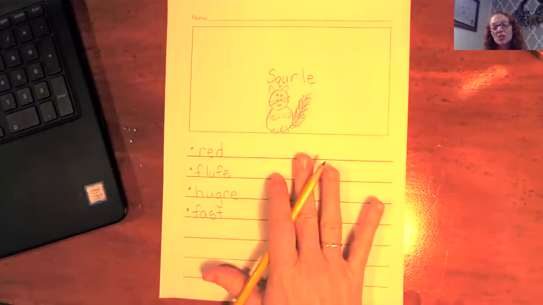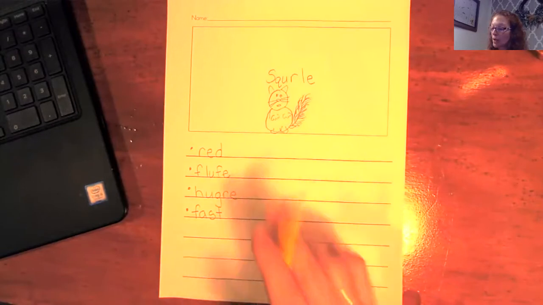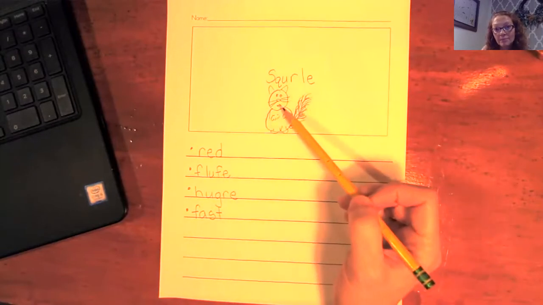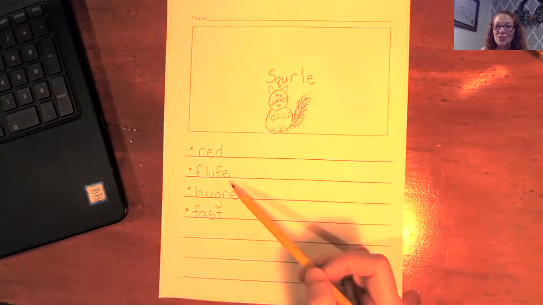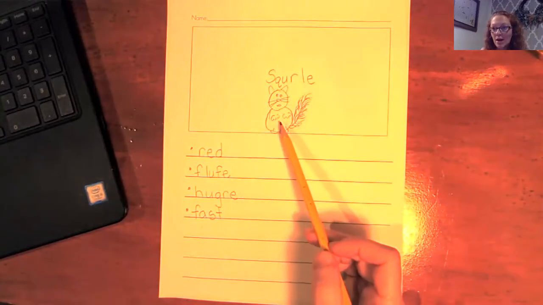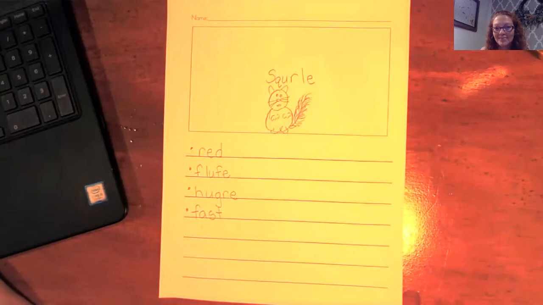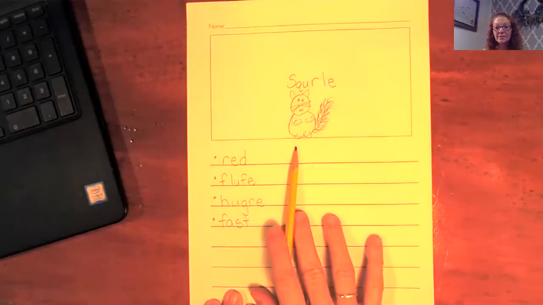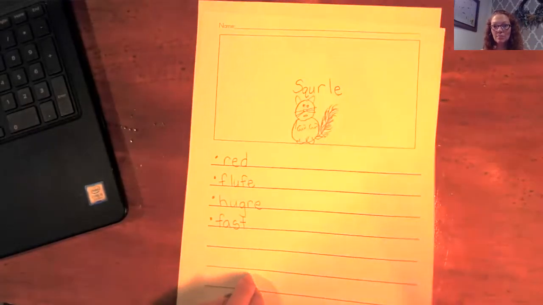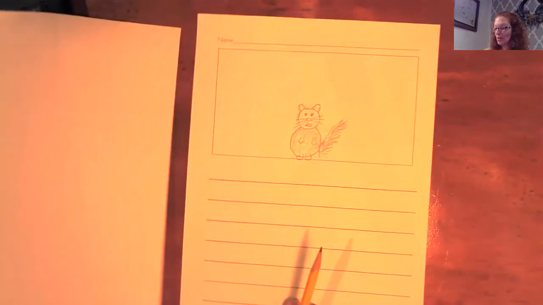All right, so you should have your paper in front of you where you did your drawing. And then you wrote your 3 or 4 adjectives describing what your supporting character is. All right, so please have this in front of you. And when you get to it, turn the page.